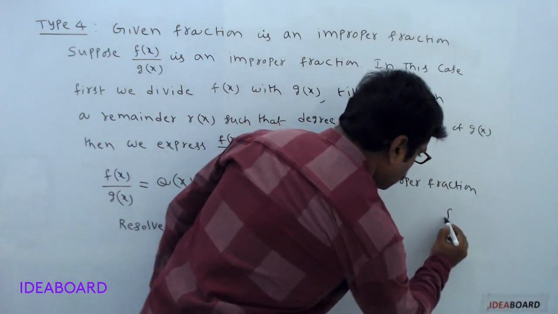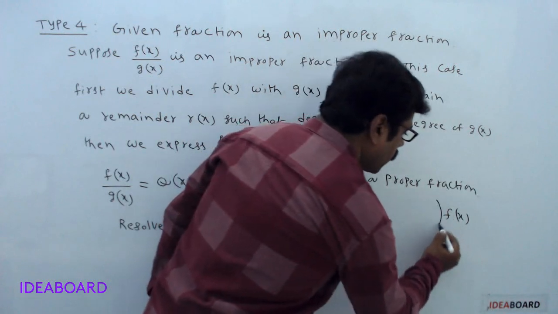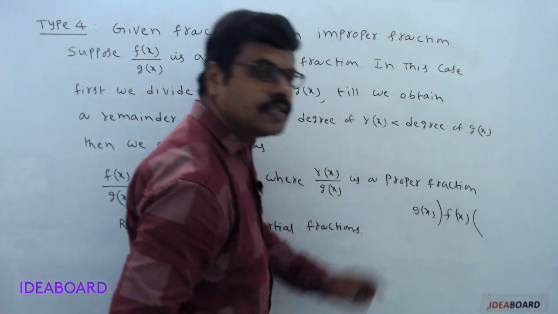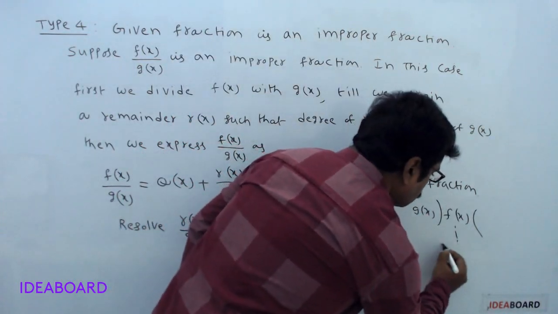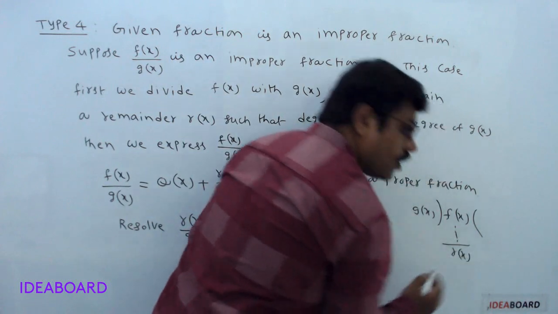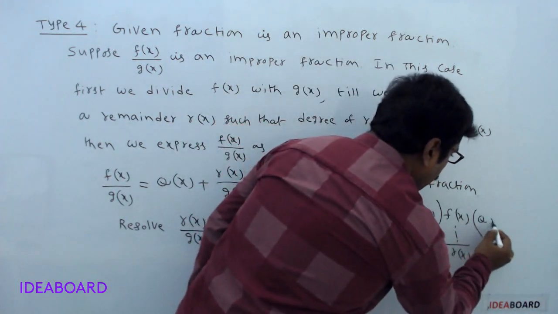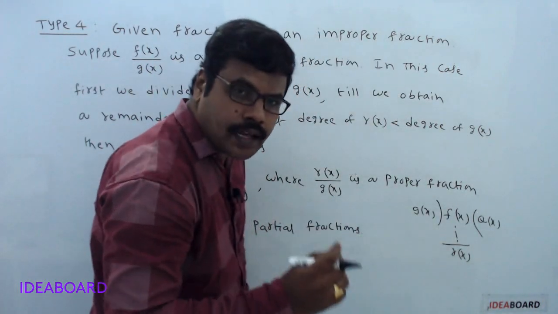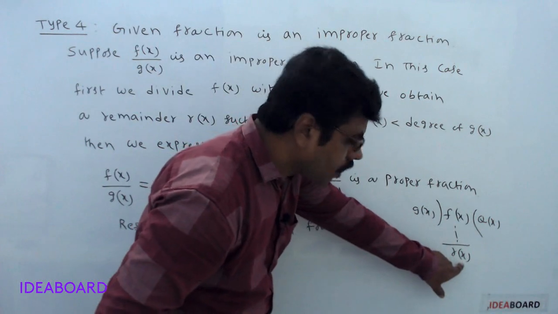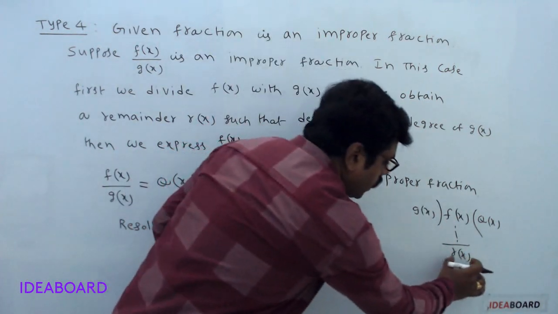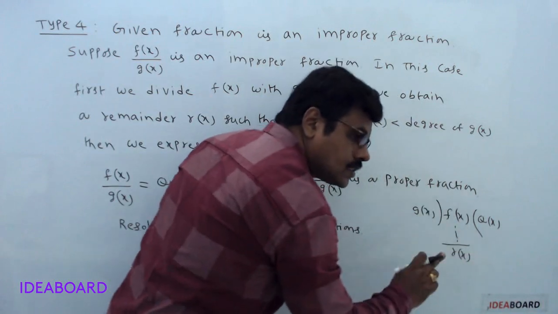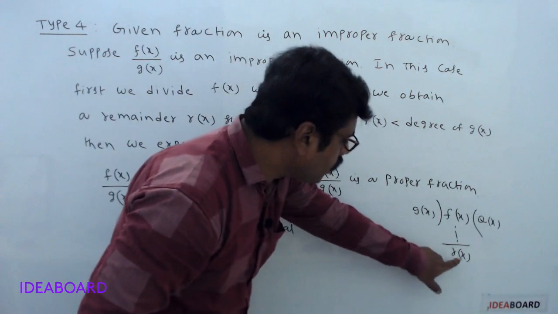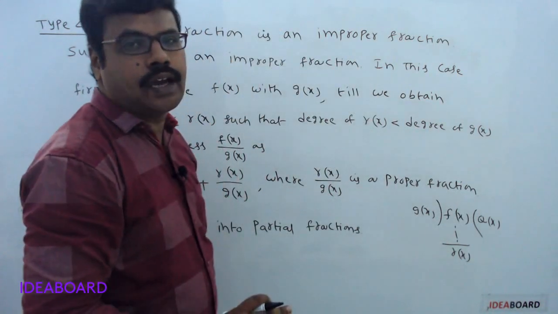Now see this pointer. f(x) divided by g(x) is an improper fraction. In such a case, we divide f(x) by g(x). In this division process, the remainder will be r(x), and the quotient will be taken as q(x). You can continue this division process till we get a remainder r(x) such that the degree of the remainder r(x) is less than the degree of g(x). What is the condition? The degree of r(x) is less than the degree of g(x).